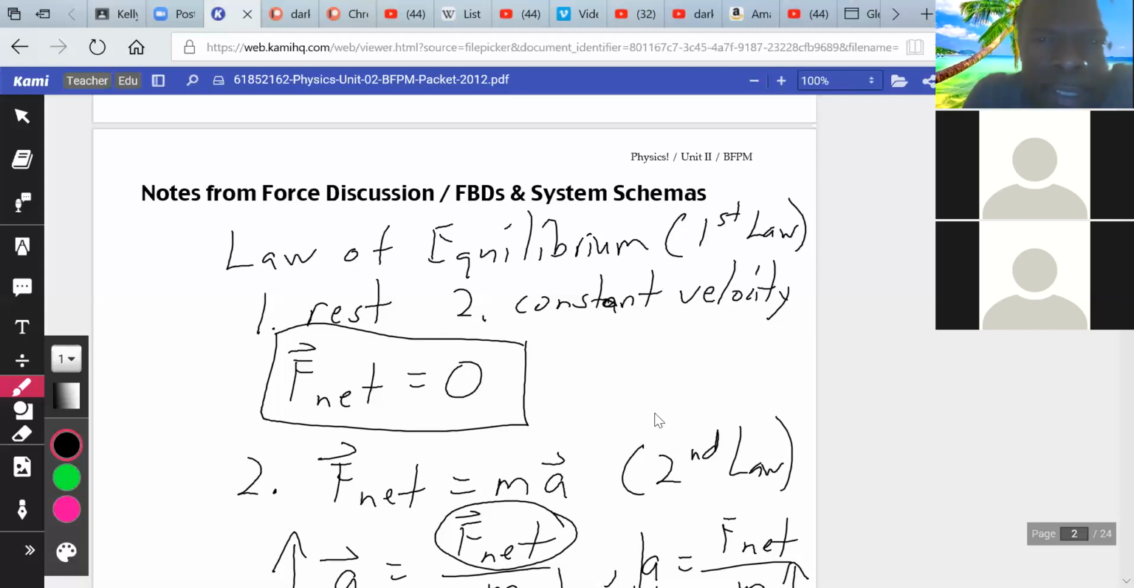So like I said, Newton's first law, the law of equilibrium. The two conditions for equilibrium are a condition of rest or a condition of constant velocity. When you have those two conditions, the total amount of forces acting on that object is equal to 0. So we saw that the net force is equal to the forces in the horizontal direction plus the vertical direction. You add those two forces together, and they're always going to be equal to 0 for the system to be at rest or at a state of balance.